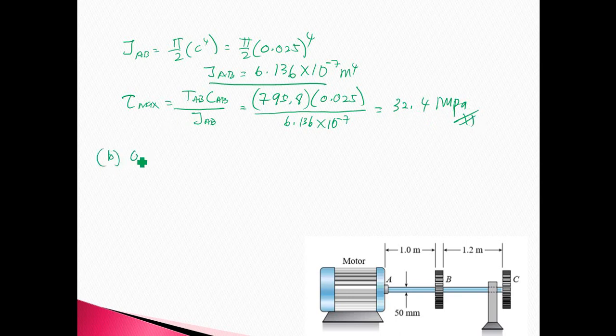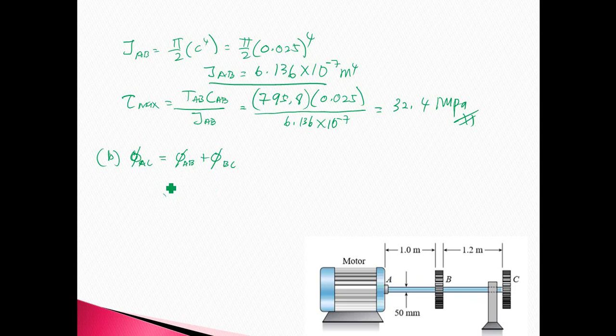Now question B is, what is the angle of twist for point C? Okay, point C. What is the angle of twist for shaft AC? The angle of twist of shaft AC is equal to the angle of twist of shaft AB plus the angle of twist for section BC.